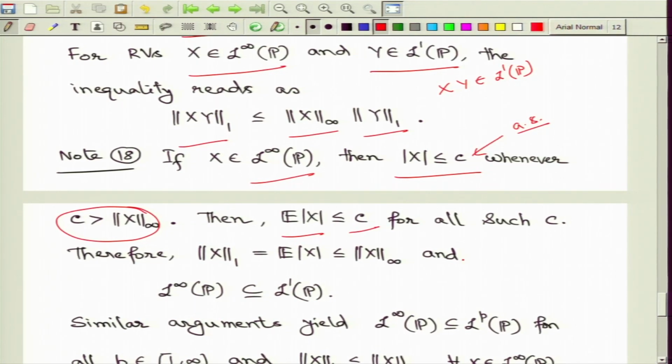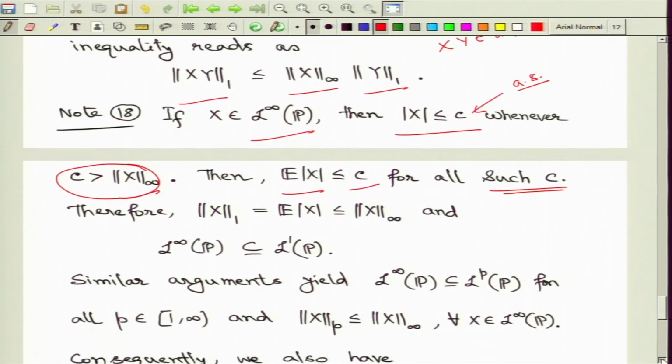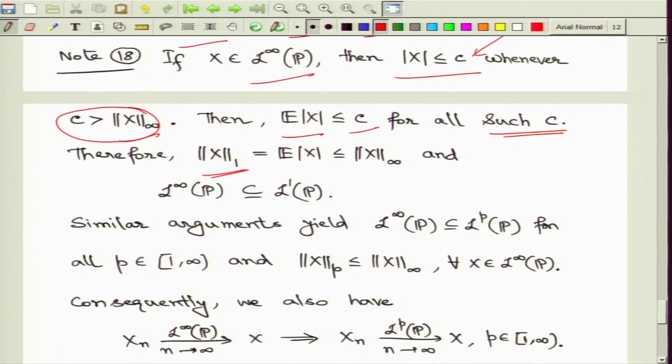So, now again we can appeal to a similar argument that we discussed earlier. We will vary all such c greater than the L infinity norm of x, and we end up with the fact that the L 1 norm of x is less than or equal to the L infinity norm of x. Here the L 1 norm is nothing but the expected value of mod of x. Now, once we observe that, what we end up having is that the L infinity random variables are also L 1 random variables, and therefore, this inclusion follows.